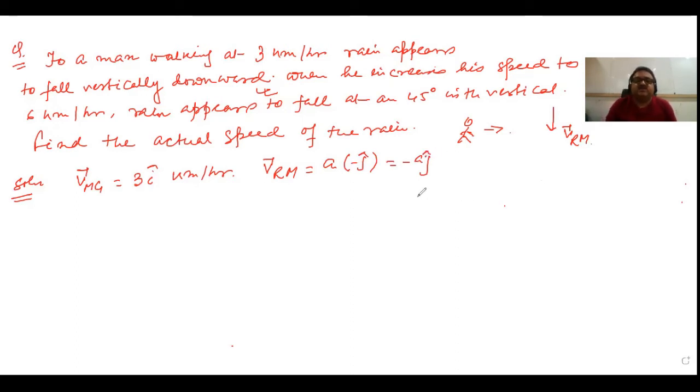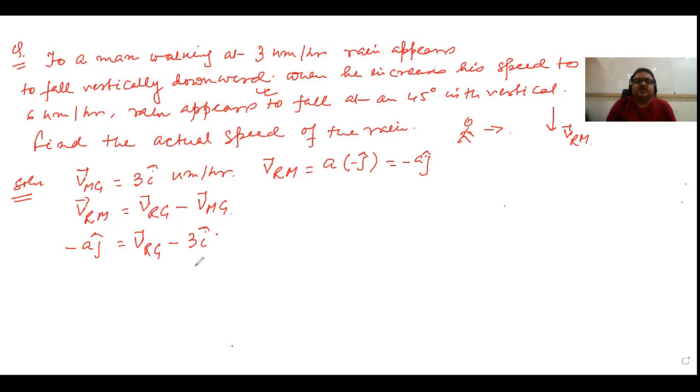Now, what is the velocity of the rain with respect to the ground? So, do it like this. Velocity of the rain with respect to the man is equal to velocity of the rain with respect to the ground minus velocity of the man with respect to the ground. Now, what is the velocity of the rain with respect to the man? It is minus a j cap. What is the velocity of the rain with respect to the ground? We don't know this, so let me consider this as it is, and this is 3 i cap.